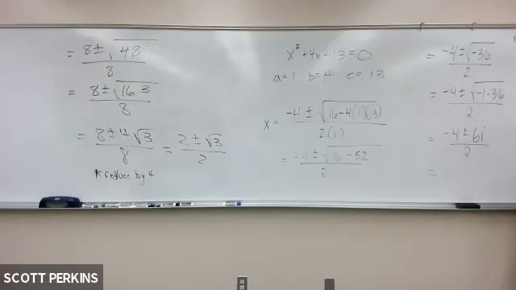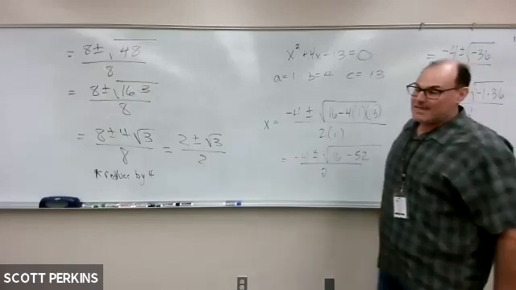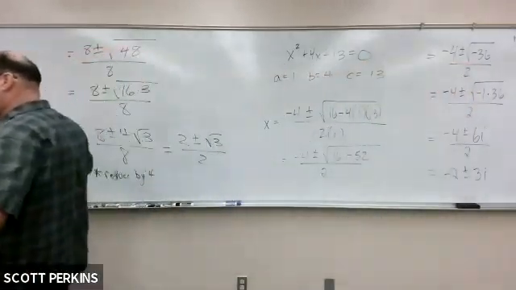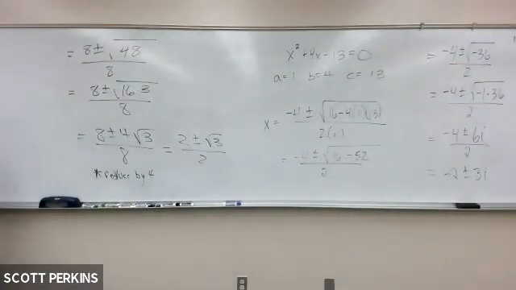I can now divide. I can distribute this 2. 2 goes into negative 4, negative 2, plus or minus. 2 goes into 6, 3i. There's my 2 solutions to that quadratic equation. Complex numbers can be solutions to quadratic equations. That's part of their significance to us in the short term and why we talked about them.